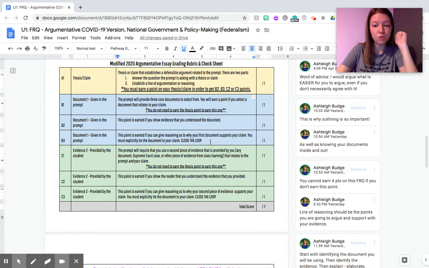Okay. Then there are 3 more points up for grabs. So again, you'll get a point if you provide a second piece of evidence that relates to your prompt and claim. And then you will get a second point for that paragraph if you show the reader that you understand the evidence that you gave. And then the third point, making it a total of 7, comes from, again, explaining, expanding, elaborating, providing details and evidence to prove that your evidence supports your claim. Okay, again, be as explicit as possible, close the loop at the end of the paragraph.